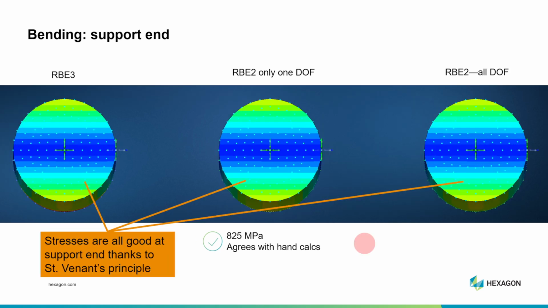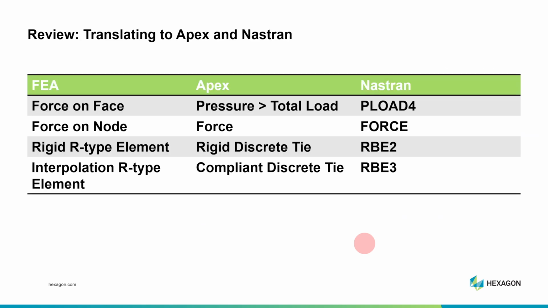Now let's look at the support end. So this is the other end of the rod. The stress distributions look ideal regardless of how we actually applied the load. This is another example of St. Venant's principle, where the farther you get from the load application point, the less it matters exactly how you applied the load. Let's sum things up.